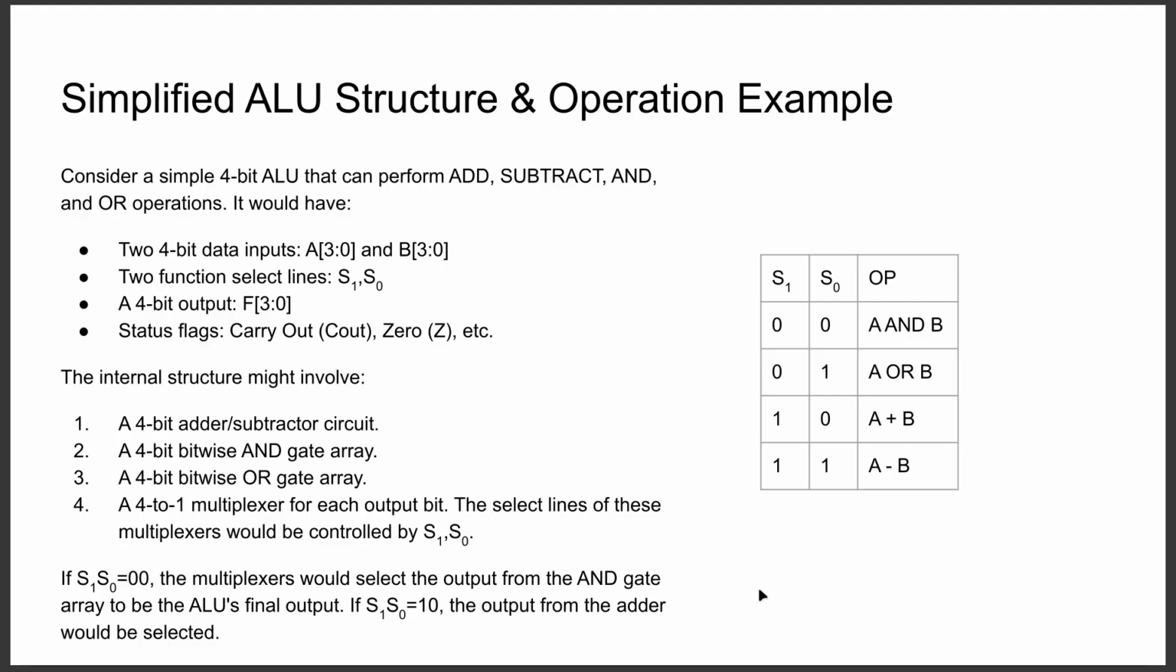So, as you can see, this is the truth table for such an operation. If S1 and S0 are 0, 0, the multiplexer would select the output from the AND gate array to be the ALU's final output. If S1, S0 is equal to 1, 0, the output from the adder would be selected.